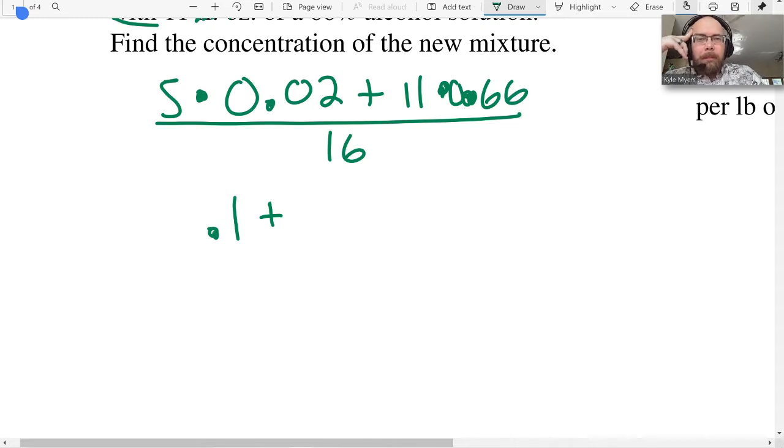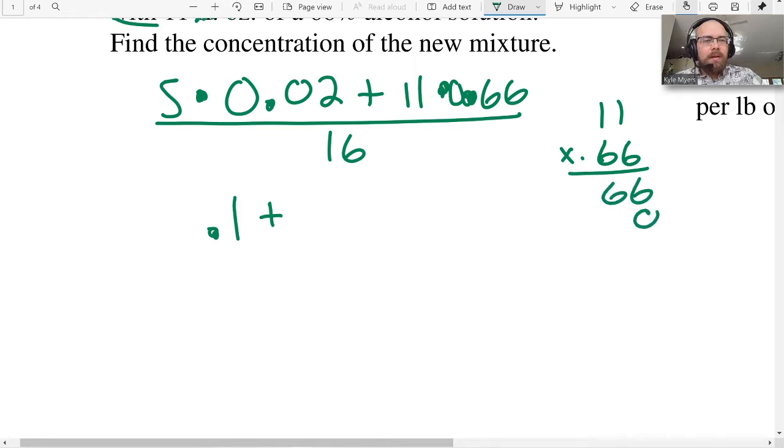So 0.1, and then 11 times 0.66. I don't know if I feel like doing that in my head. You can work it out off to the side. Here, I'll do it. It's fine. I won't be lazy. I was going to be lazy and put it in the calculator, but it's all good. So let's do it. It'd be 6 and 6, right? And then carry a 0, and then 6 and 6 again. So nothing to carry. That's good. And then that's 6, that's 12, and then that's a 7.